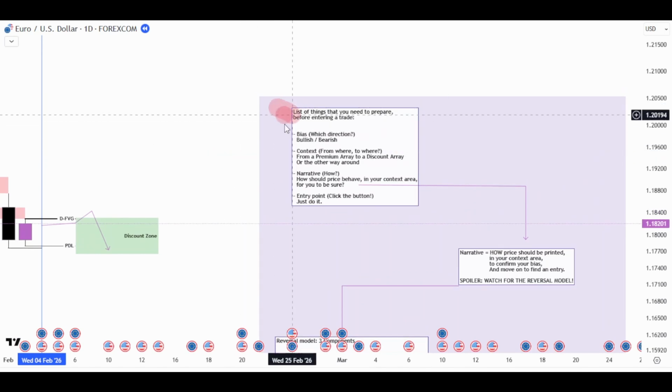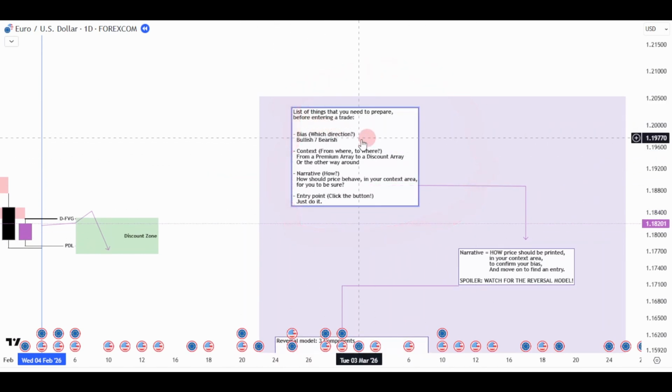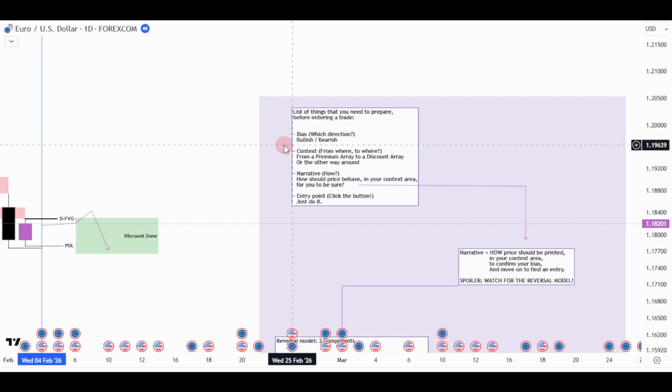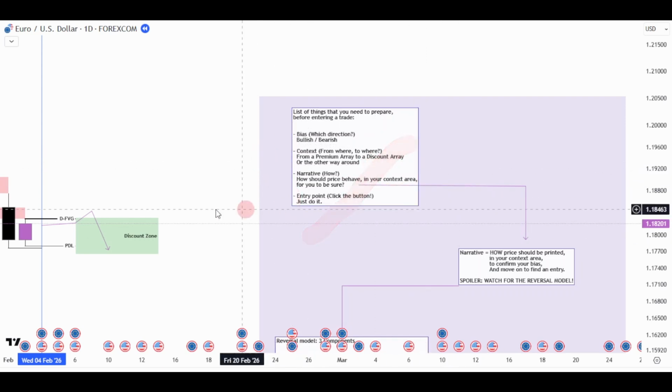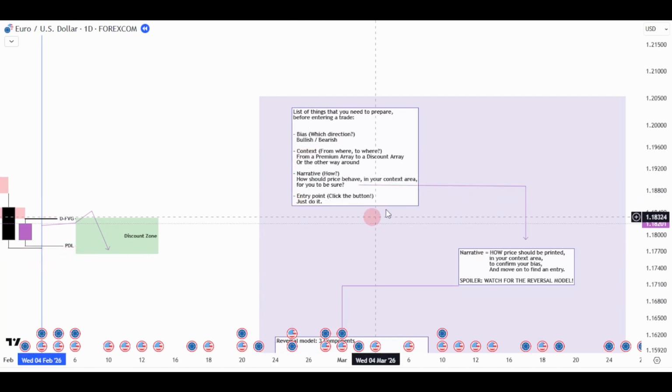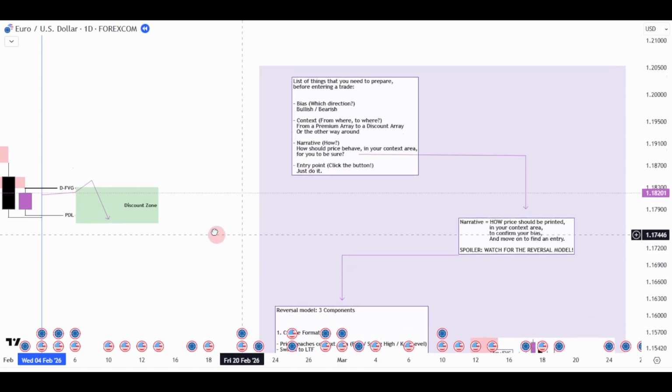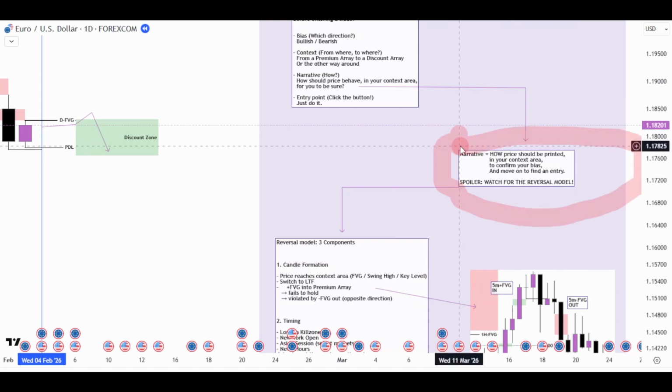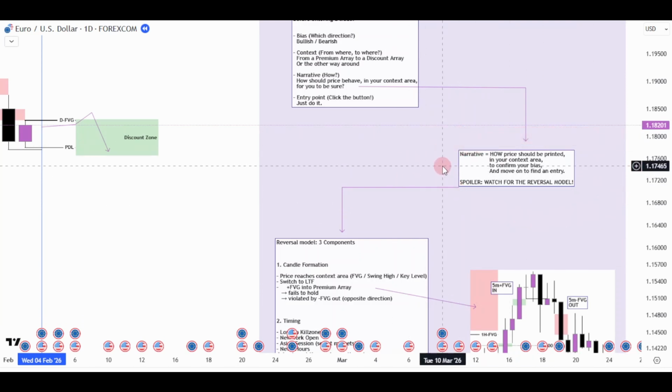Education. Alright. Now, here's our fixed list of steps towards the trade. We have the bias, so the question is which one, bullish or bearish. Then the context, from where to where. Then the narrative is the how do you imagine this bearishness that you're anticipating? And then the entry, which is click the button man, just do it. And we focus on the narrative now. The narrative is how should price be printed in order to confirm our previous steps, bias and context, and move on to the entry. Very, very crucial.